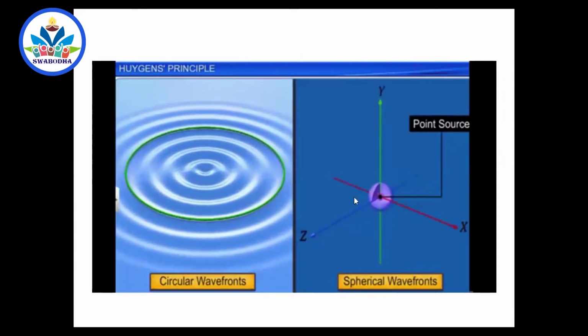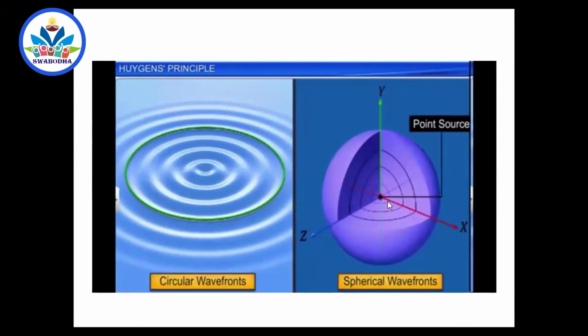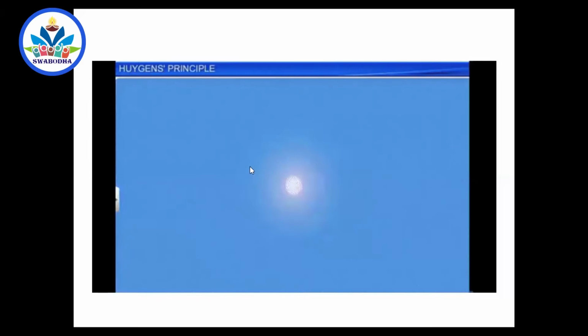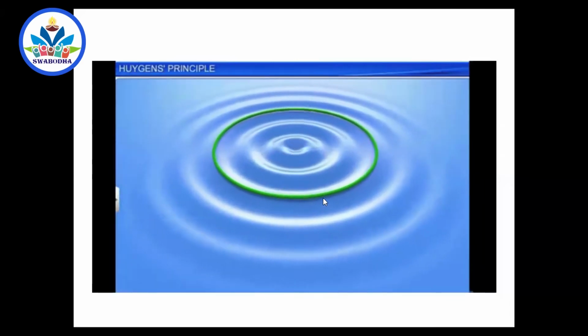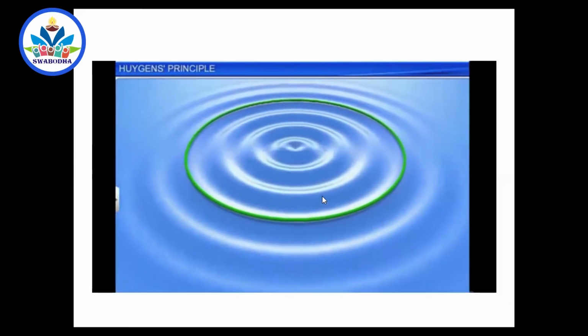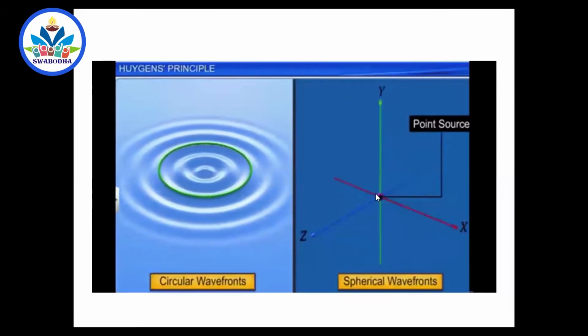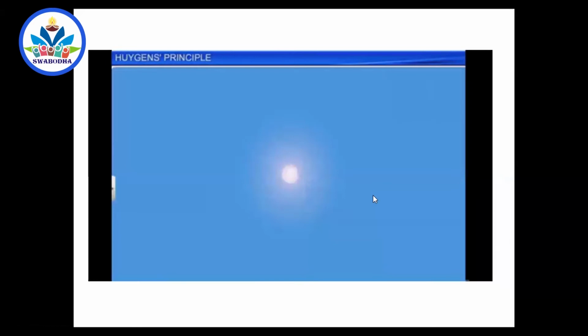Now, if you consider here a point source of light, light is a three-dimensional wave. It travels in all directions, not on a plane. It travels in space. So it is a three-dimensional one. So if you put the circle in three dimensions, you will get a spherical wavefront, right? So a point source of light gives a spherical wavefront. You can understand it clearly here.